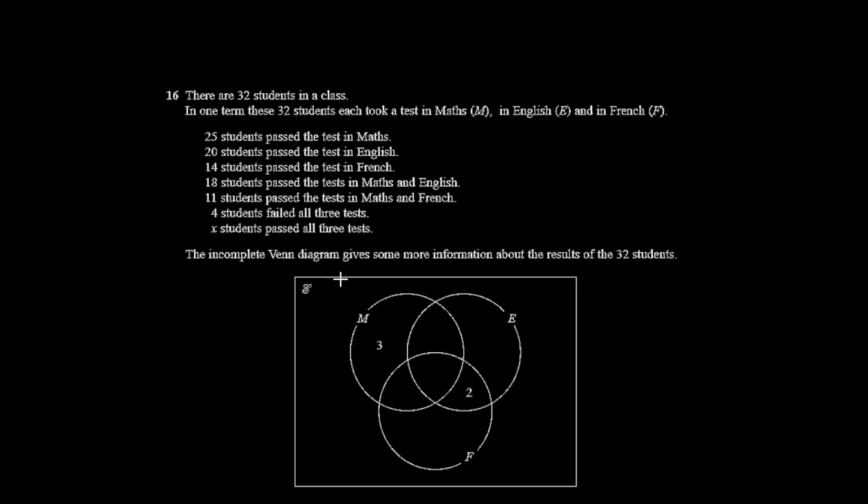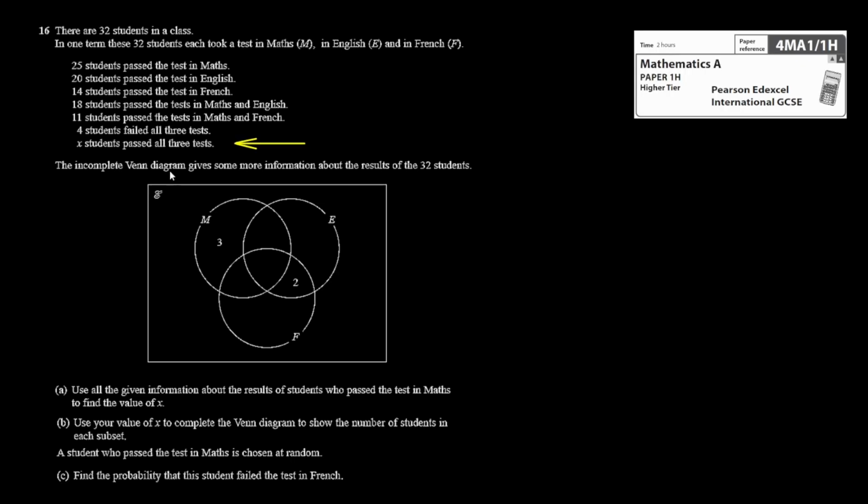Question 16 offers us a Venn diagram of students that passed 3 tests they took in a year. We've got 32 students in all. We've been given 2 intersecting numbers and all these additional facts. So working from the inside out, let's first consider x students passed in all 3 tests.